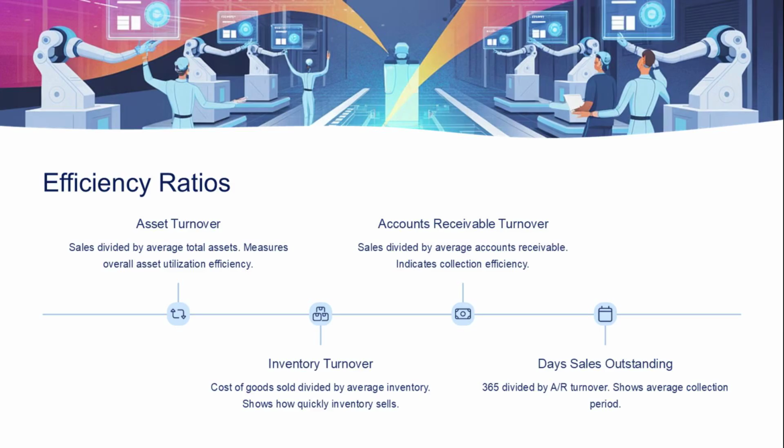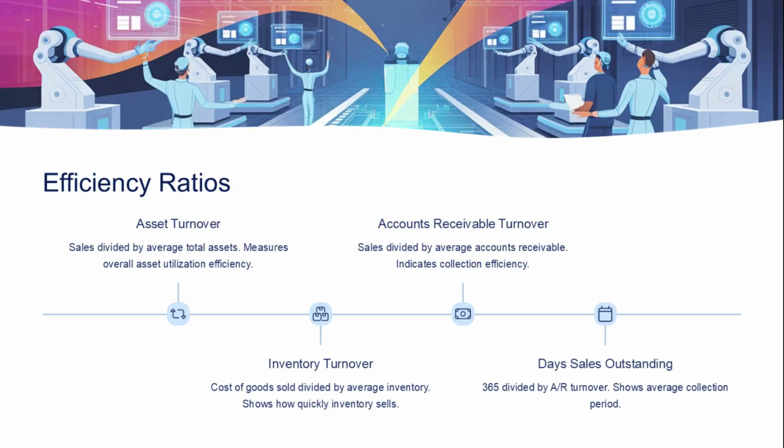Efficiency ratios are key metrics that help us understand how effectively a business is utilizing its assets and resources. The first ratio is asset turnover, which measures how efficiently a company is using its total assets to generate sales. A higher ratio indicates better asset utilization. Next is inventory turnover, which shows how quickly a company is selling through its inventory.